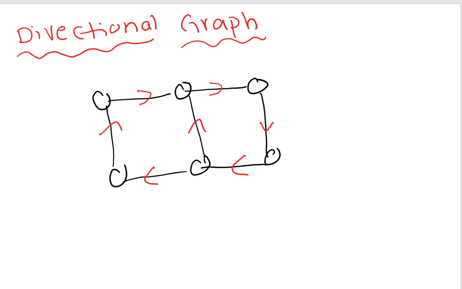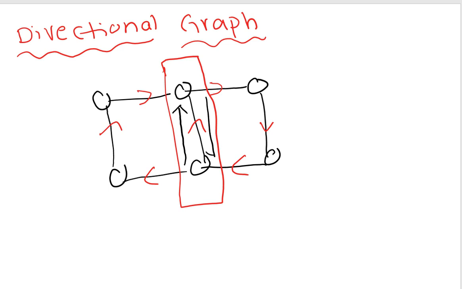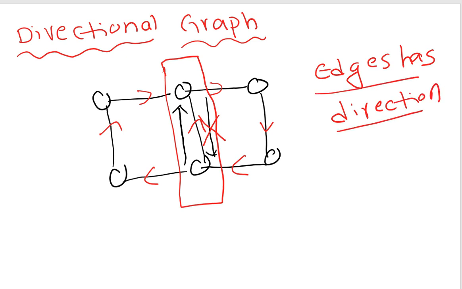Directional path means the path is allowed only in one direction. Which direction? Upward direction. You cannot go in the downward direction. This is wrong because the arrow indicates upwards. So the path can be only upwards. This is called a directional graph. Directional graph means the edges have direction. We need to follow the same direction.